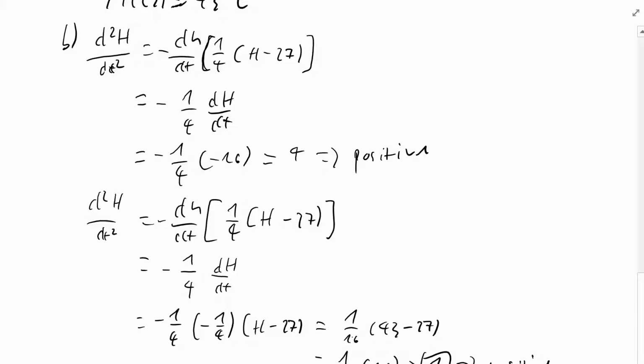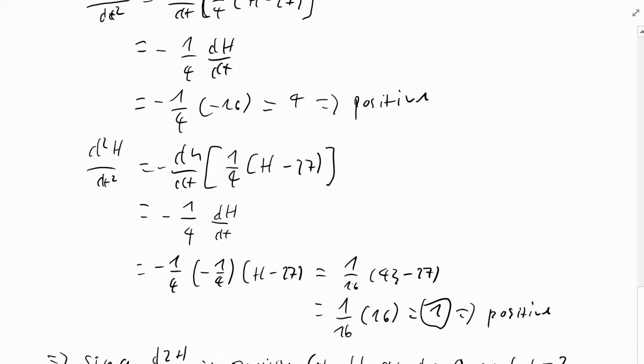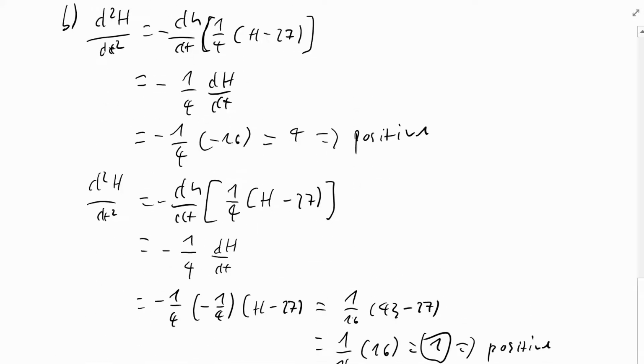The first way you can do it is plug in dh over dt at time equals 0 and see whether the second derivative at time equals 0 is positive or negative. If it's positive, which I found over here, then the tangent line to the graph at t equals 0 is below the actual graph, and it's an underestimate.